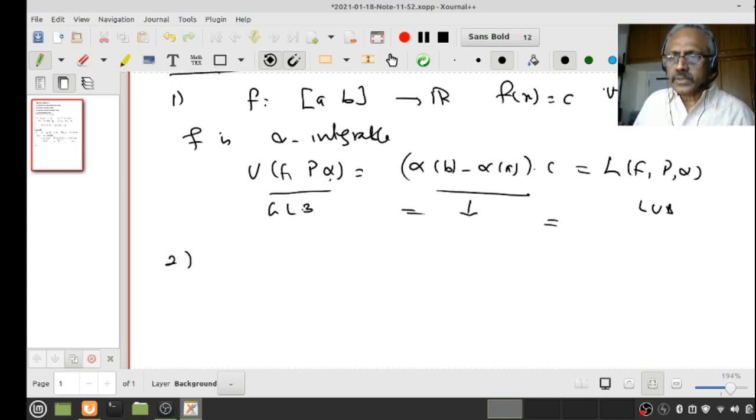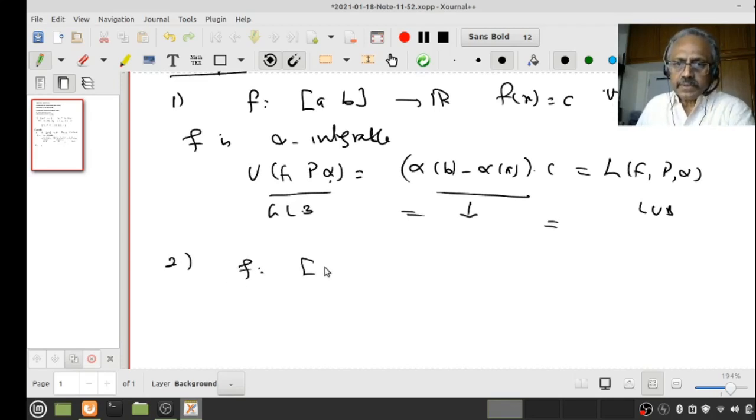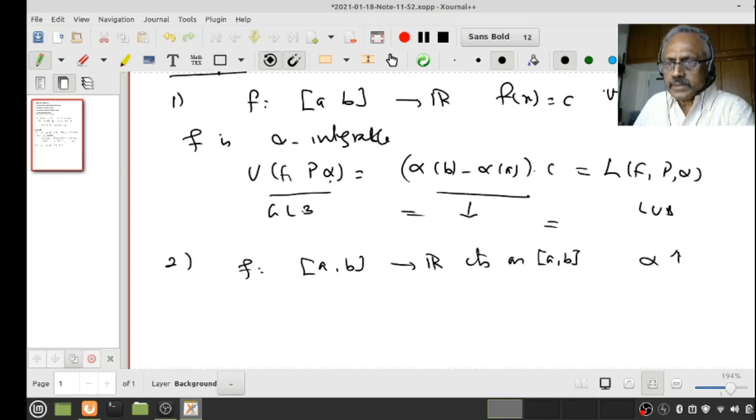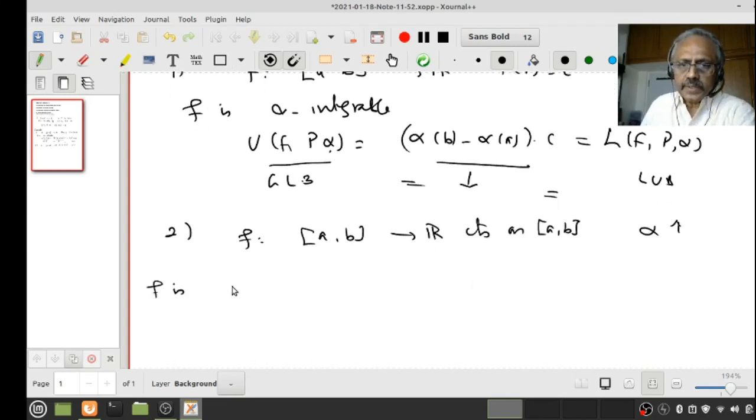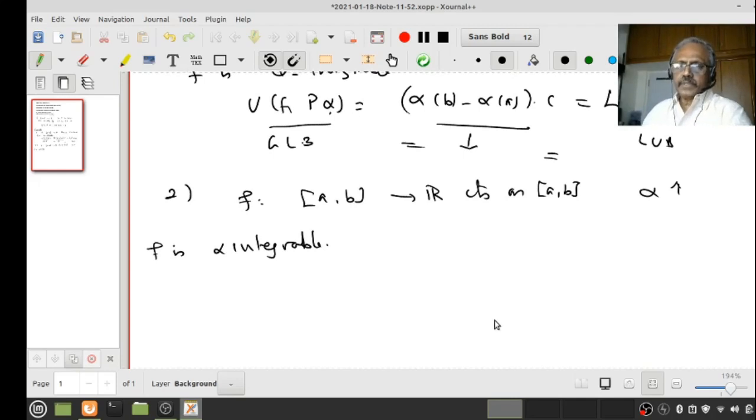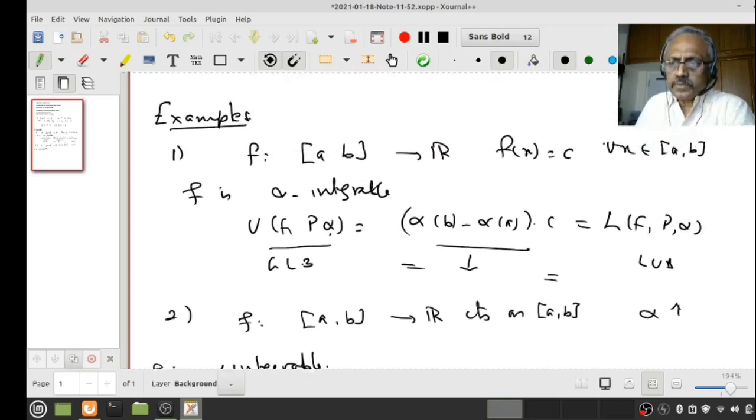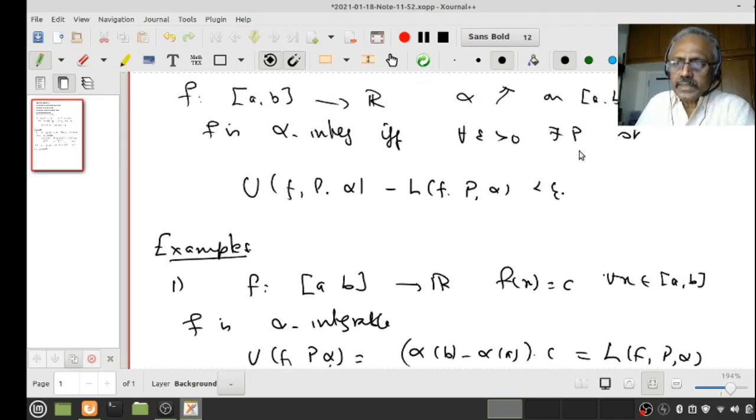Now let's look at a function which is continuous from [a, b] to R. Let us assume it is continuous on [a, b]. As usual, alpha is increasing. I want to know whether f is alpha integrable, and this is the best time for us to zero in on a strategy. What are we supposed to show to check integrability? If you give an epsilon, I have to find a partition P so that U(P, alpha) minus L(P, alpha) is less than epsilon.